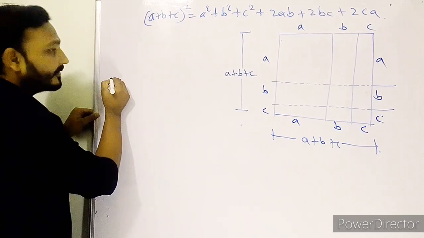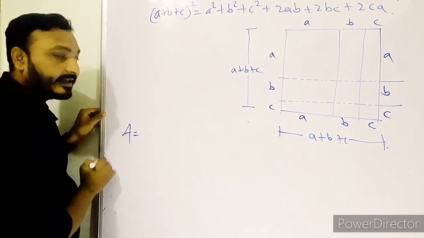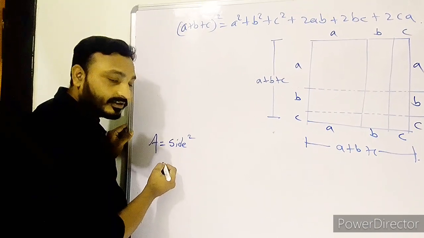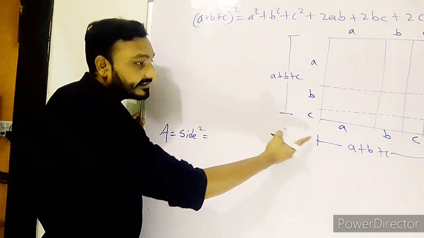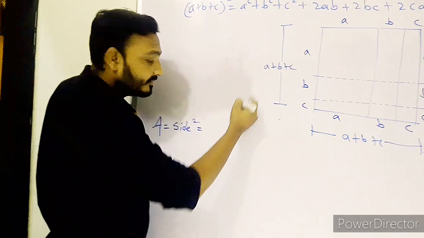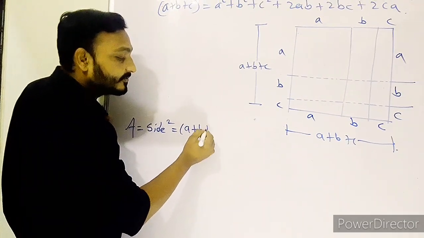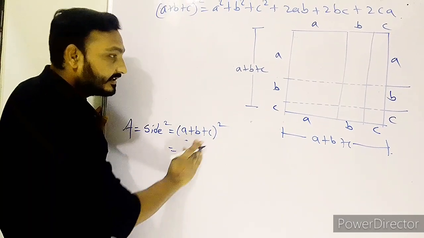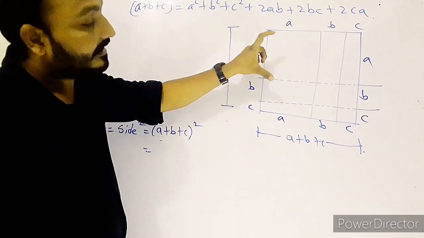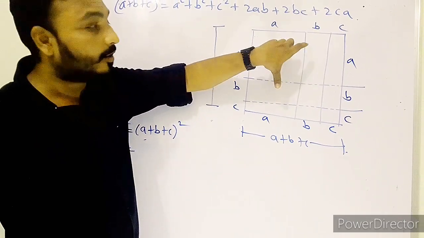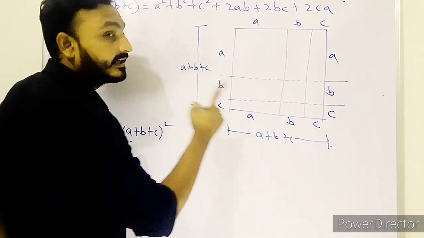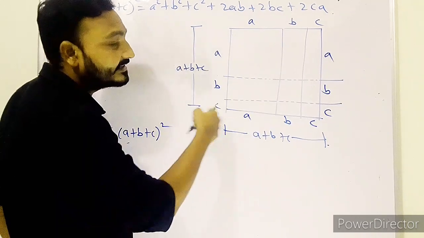Now we are going to find out area. Area equals side square. Side is nothing but, what is the side? A plus B plus C. So you should write here A plus B plus C whole square. And that is nothing but A square plus. Now we need to check the square is made up of how many parts? First, second, third, 4, 5, 6, 7, 8, 9. 9 parts are required to make this square.